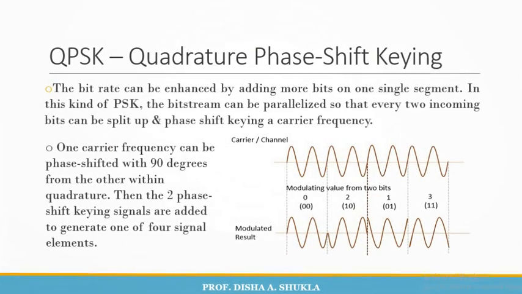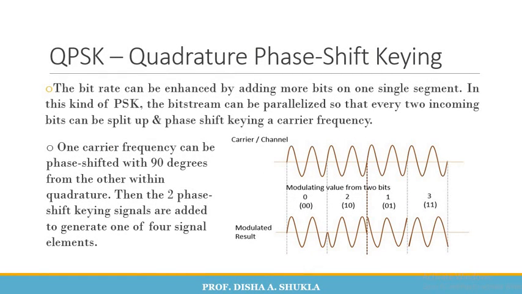Moving forward, it is the 4PSK. Now, that is the quadrature phase shift keying. The bit rate can be enhanced by adding more bits on one single segment. In this kind of PSK, the bit stream can be parallelized so that every 2 incoming bits can be split up and phase shift keying of the carrier frequency applied. One carrier frequency can be phase shifted by 90 degrees from the other within the quadrature. Then the 2 phase shift keying signals are added to generate one of the 4 signal elements.